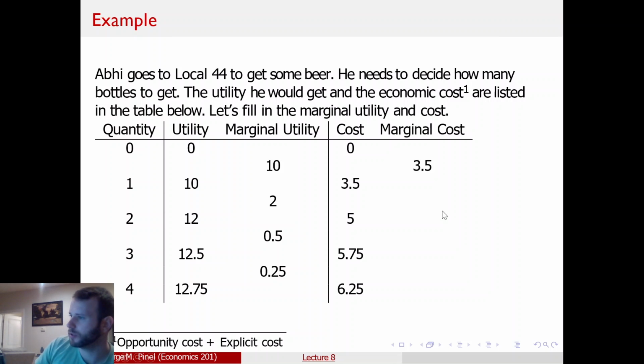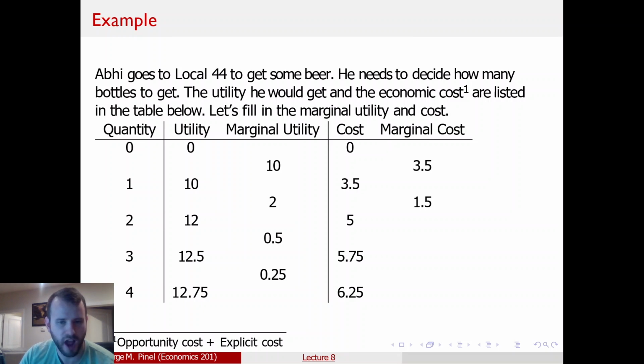Okay, what about going from the first unit to the second unit? How much would he be willing to pay, or what would be the additional amount that he has to pay to buy the second unit? Well, it should be 1.5. Okay, 5 minus 3.5. And how much would he have to pay going from the second unit to the third unit? Well, it's only 0.75. And then 0.5. So in this case, the actual cost is going to be decreasing over time.